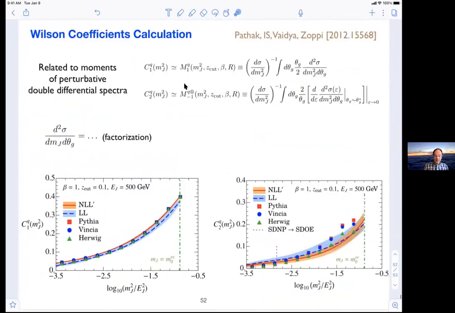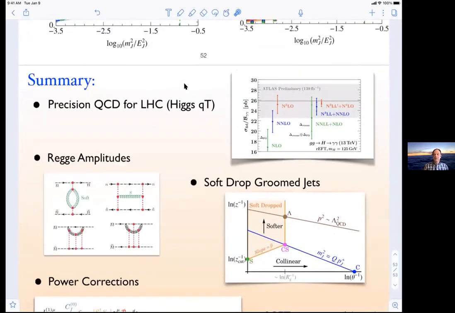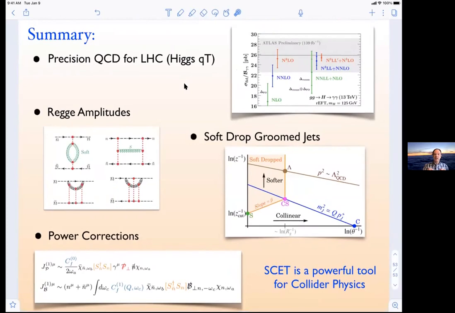But I'm out of time, so let me just come to my summary. I only summarized the applications here. There were applications to precision QCD, going to higher orders in logarithms and fixed order, but I skipped over the Regge work. Then there was an application to power corrections, where doing power corrections in the EFT is pretty systematic, and an application to grooming. I'm happy to take questions about anything that I talked about.